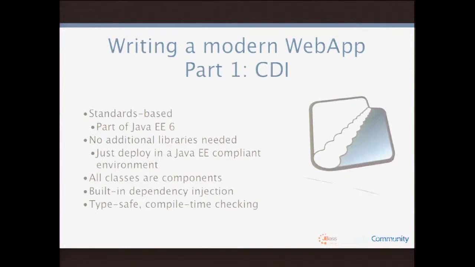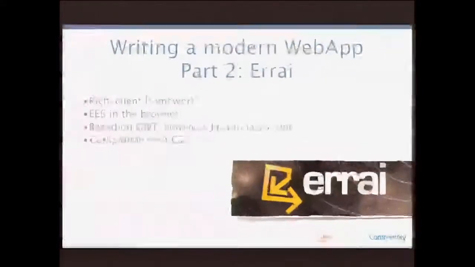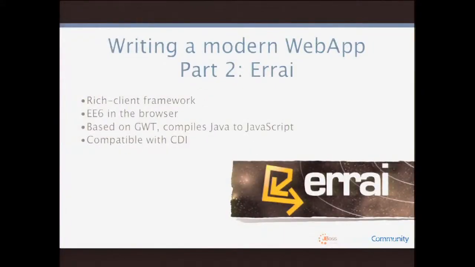Right? The next thing I'm going to do when I build this web app here is I'm going to use something called Errai. Now, a lot of you may not have heard of Errai. Maybe a few of you have. Yeah, it's a funny name, I know. Any hands who's heard of Errai? Okay, a few people. See, not that many. Errai is a rich client framework. It's essentially EE6 in your browser. Errai is built on top of GWT, so you end up writing object-oriented Java code, which is then compiled into JavaScript and runs in your browser.